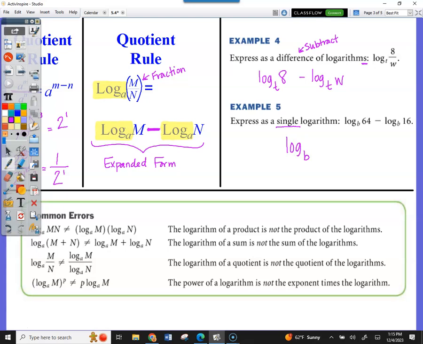Log base b. And then now you look at the "of" part. We have 64 and 16. It's a subtraction, so to condense it, it would become a fraction. You can write it like that, or you can put it in parentheses. It's up to you. It did not ask us to evaluate, so we don't have to do anything with it.